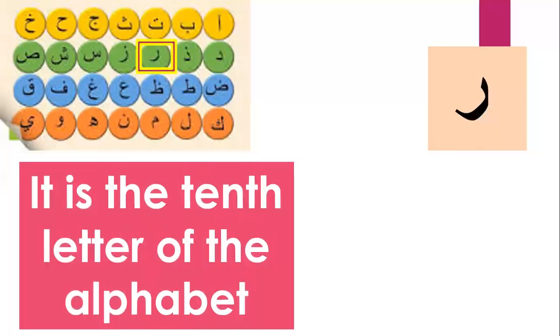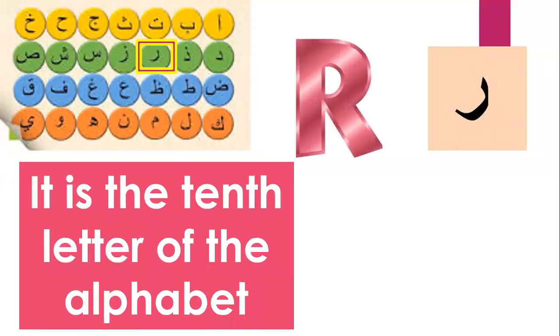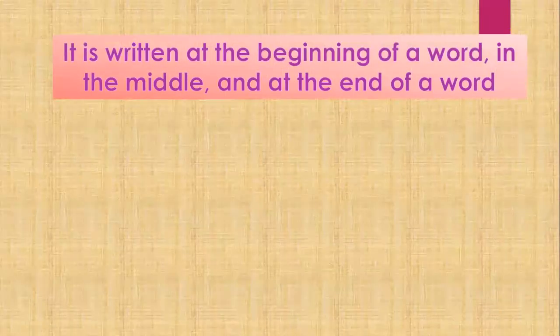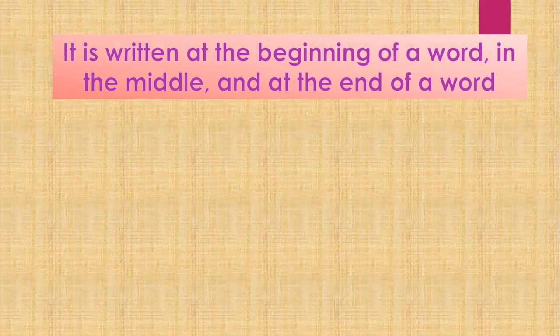Letter Ra is the 10th letter of the alphabet. Ra in Arabic equals R in English. Example, Rahman. It's written at the beginning of a word, in the middle, and at the end of a word.